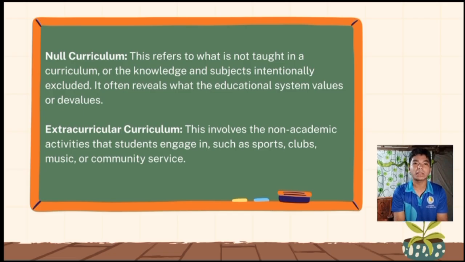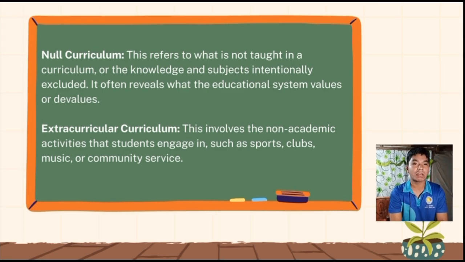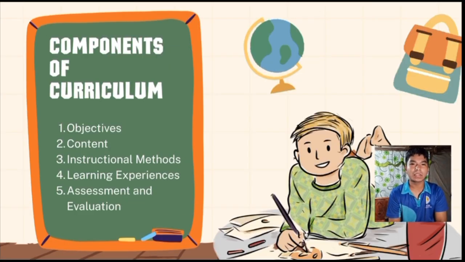Null curriculum refers to what is not taught in a curriculum, or knowledge and subjects intentionally excluded. A good example of this is local history. Next is the extracurricular curriculum, which refers to extracurricular activities. An example of this is intramurals and other activities that are outside the academic curriculum. Now let us move forward to the components of the curriculum.